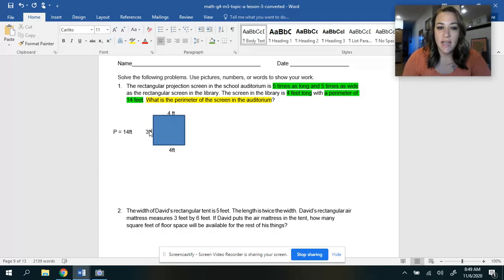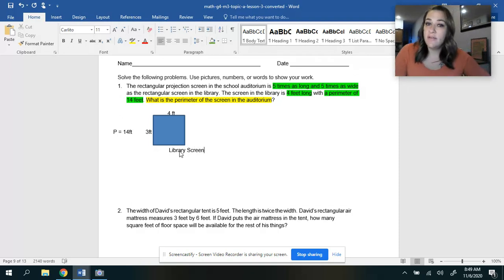Okay. So now that we know our length and width of our library screen, so I'm going to make sure we know this is the library. Then we can use that information to figure out the perimeter of the screen in the auditorium, because that's what our question is. What is the perimeter of the screen in the auditorium?